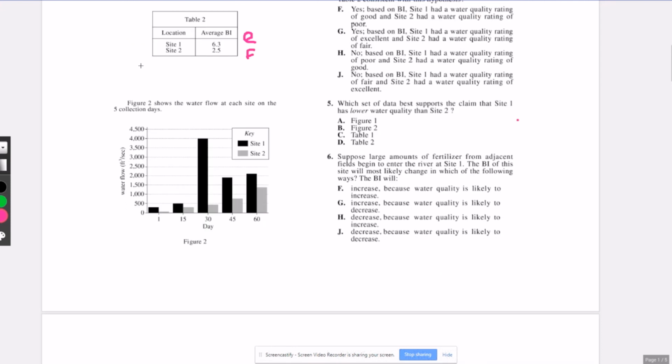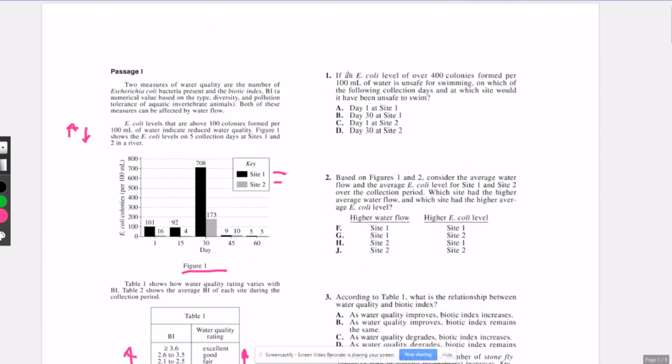Figure 2 shows the water flow at each site in the 5 collection days. So we know water quality and water flow are somehow related. We haven't really explored that yet, but let's just look at this graph. So it looks like it's water flow and figure 2, and it's for certain days for site 1 and site 2. Great.